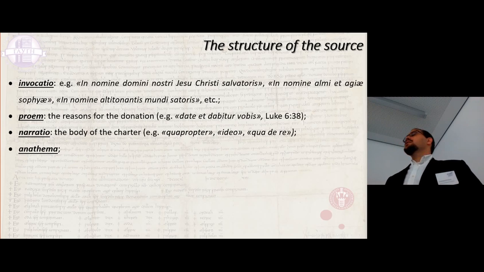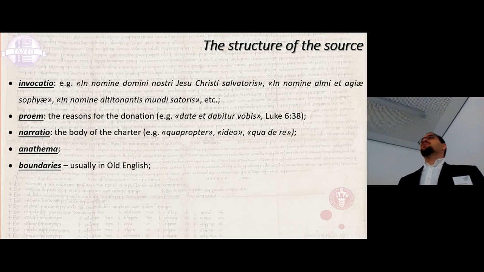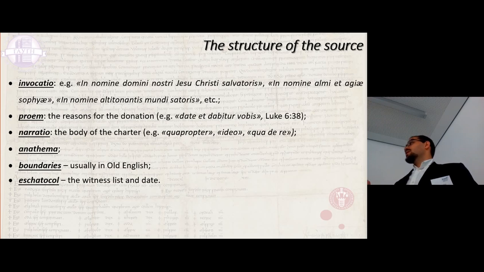I don't think I need to explain what that is. Then we've got the boundaries. They're usually in all English, which is why the English scholars had the opportunity to identify 99.5% of the estates on the map as early as the 19th century. Then we've got the escatocol, and that is the witness lists and the date. Sometimes they can be absent, which brings us to the question of how do we know if that's an authentic charter or not. But for the most part, they are appended at the end.